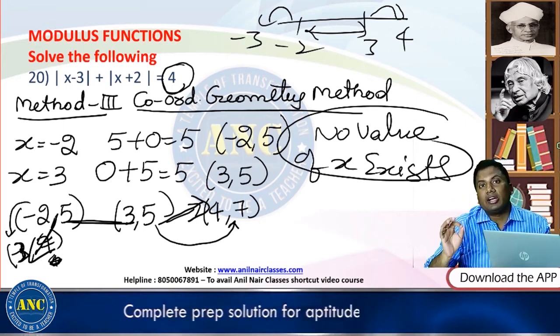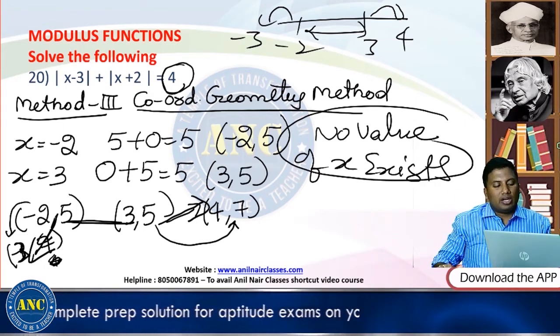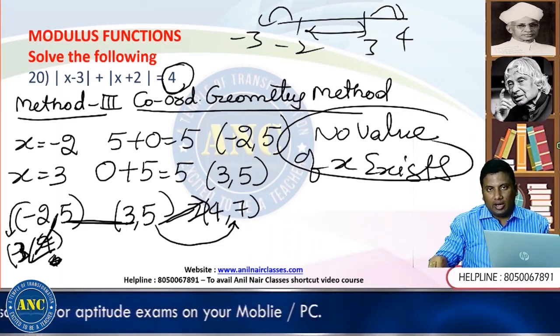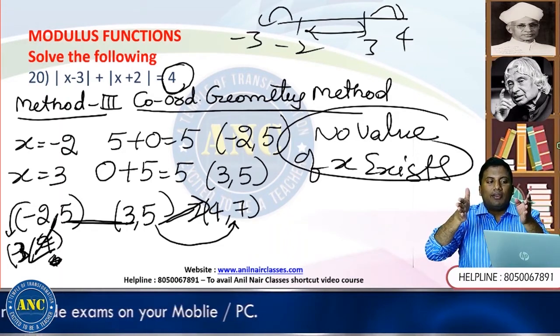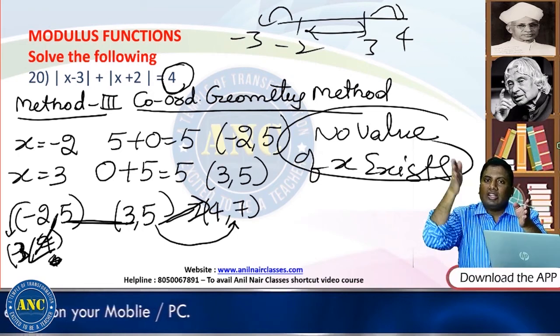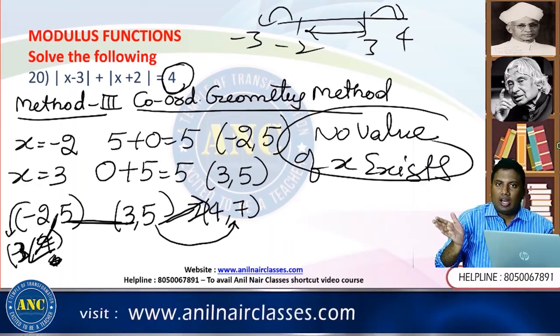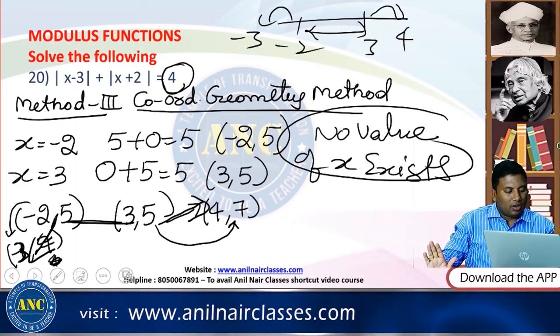Using the coordinate geometry method. What is the coordinate geometry method? Put x equal to -2, put x equal to 3. You will get the end points. See the behavior greater than 3. See the behavior less than -2. Less than -2 you can see, greater than 3 you can see. 20th, I hope it is clear.